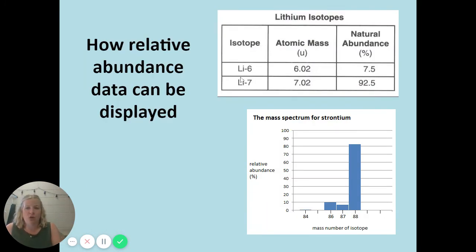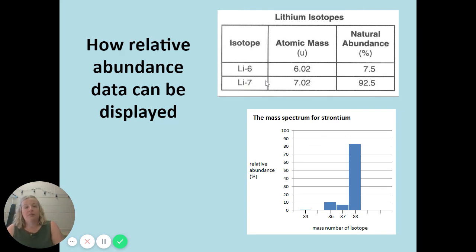You will see the isotopes put into different kinds of organizational categories for their abundances, and these are the two ways that you can see them. So for the lithium isotopes that you see on here, we've got lithium 6. Lithium 6 is 3 protons and 3 neutrons. Atomic mass in u, which is AMUs, is 6.02. Natural abundance is 7.5%. What that means is that of all of the lithium ions that they run through that machine, 7.5% of them are lithium 6 isotopes.